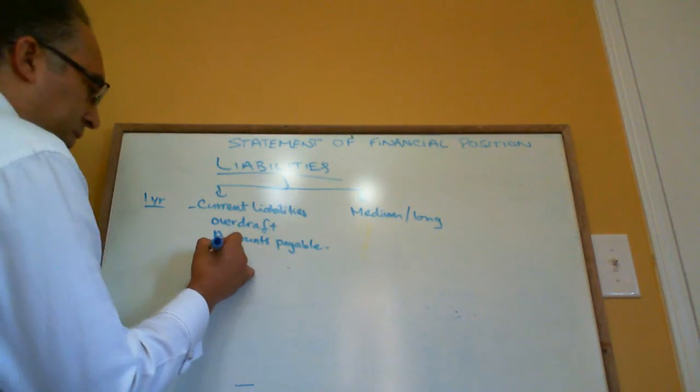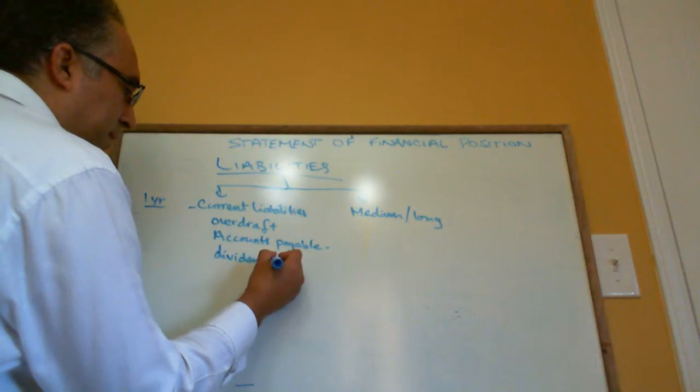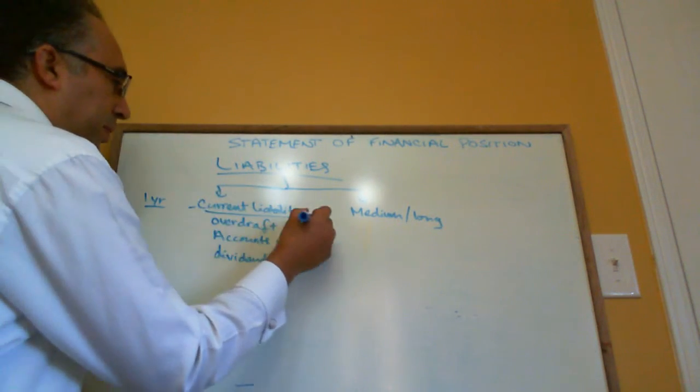And dividend and taxes which are payable within this year. So dividend and taxes which are payable within 1 year. These are our current liabilities.